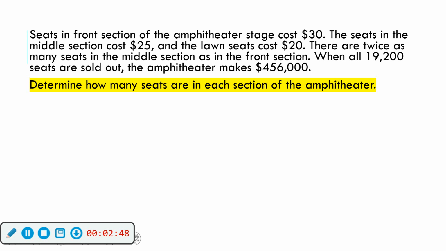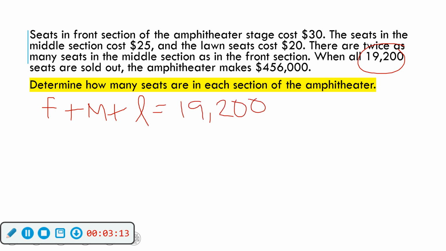The next thing we're going to do, after we define this, is create equations. So what do I know here? Well, they talk about the number of seats, and I can see right here is the number of seats. So I'm going to use those three variables I've defined, and it says that the front section plus the middle section plus the lawn section, when all filled up, is 19,200 seats, and I'm just going to put seats off to the side so there are no problems there.